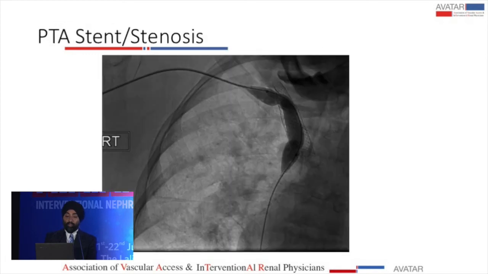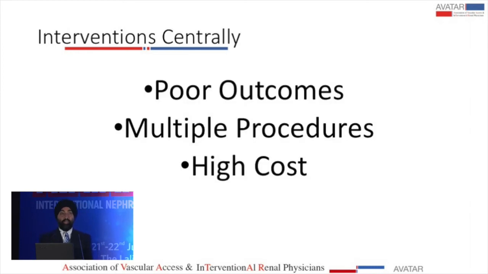So poor outcomes, multiple procedures, and it all comes at a very high cost, not only medically but also financially for the patient. So I would recommend that central vein preservation is the key. We need to focus on it in our daily practice. And for a CKD patient, a team approach is the best way to move forward.